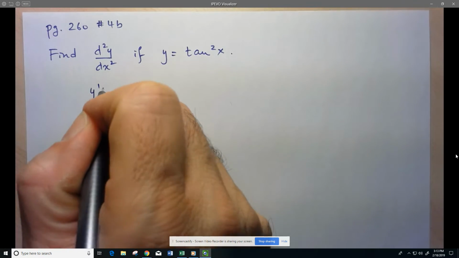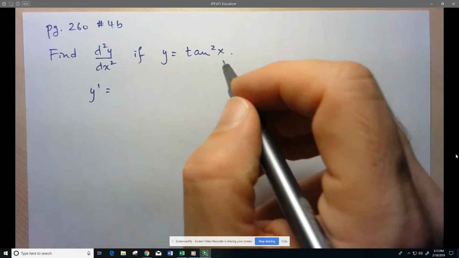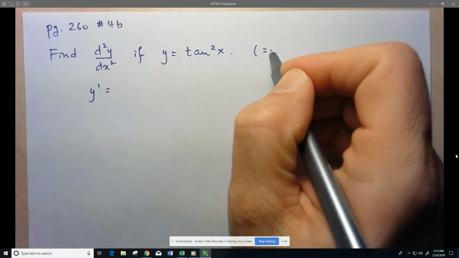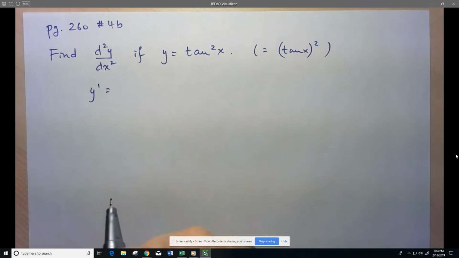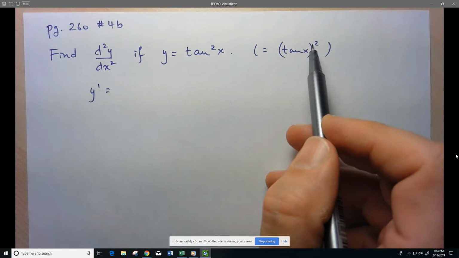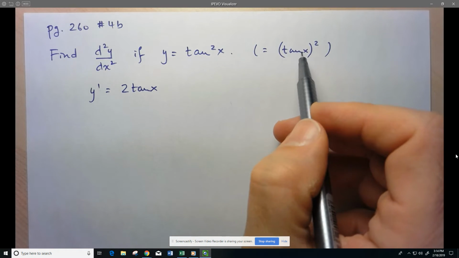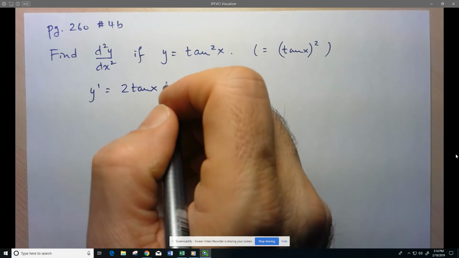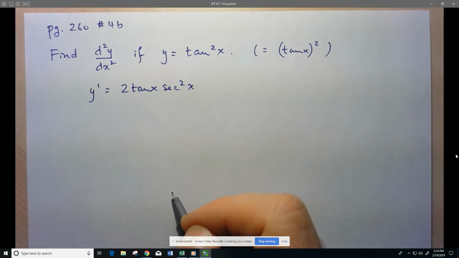So y prime is equal to... Again, eventually, hopefully you won't need to do this, but remember that this is the same as writing tan x all squared. If I think of tan x as my u, the derivative of u squared is 2u, so 2 tan x times the derivative of u, and the derivative of tan x is just secant squared x. There's my first derivative.